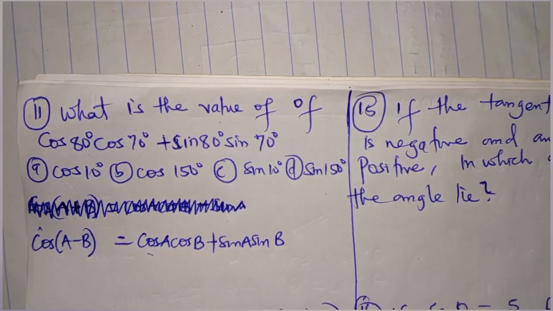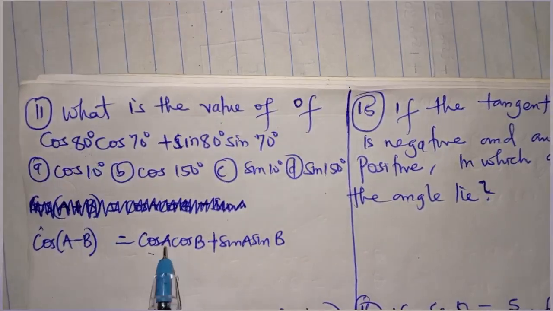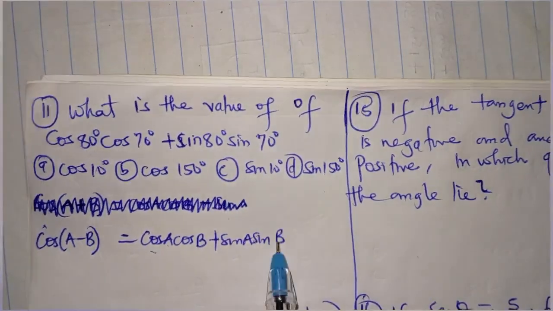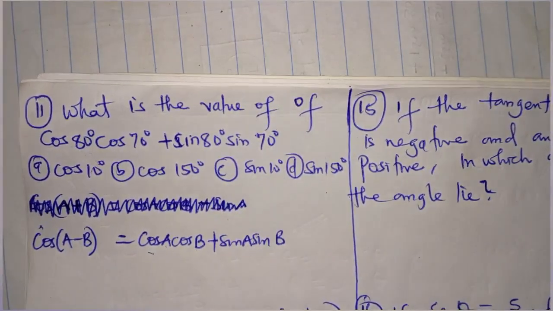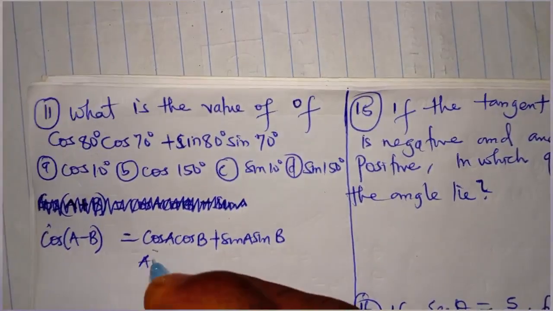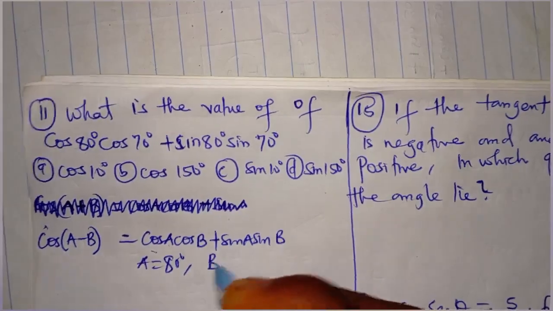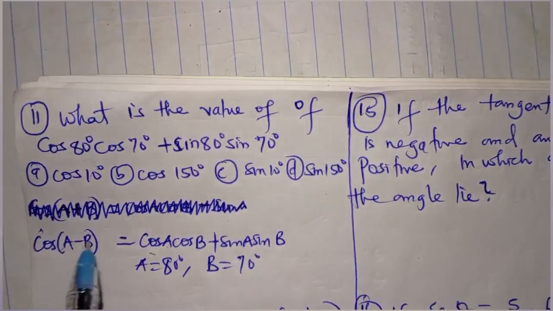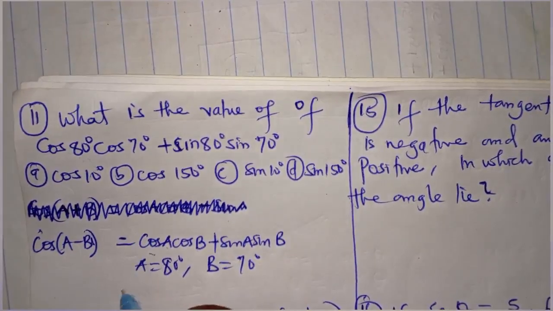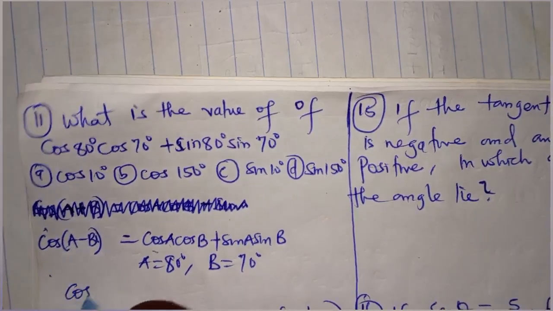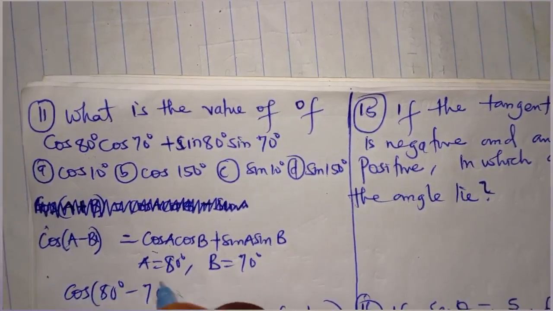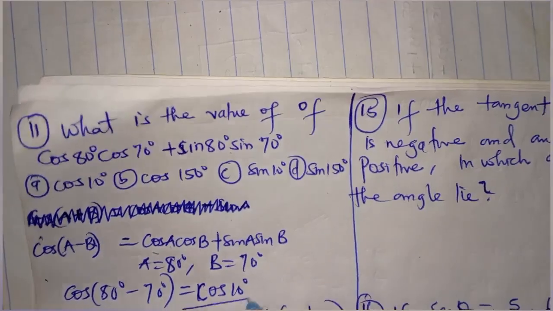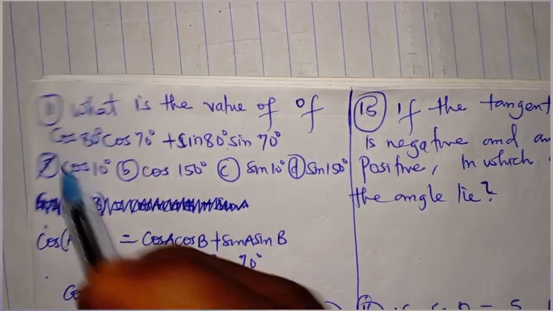So if you compare this now, 80 is here, 70 is here. You can see that A is 80 and B is 70 degrees. So if I place 80 here, 80 minus 70, what will I get? I'll get 10. So this will be cos of 80 degrees minus 70 degrees, and that will give me cos 10 degrees. And that's option A.